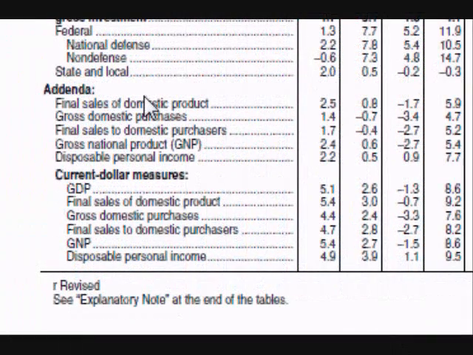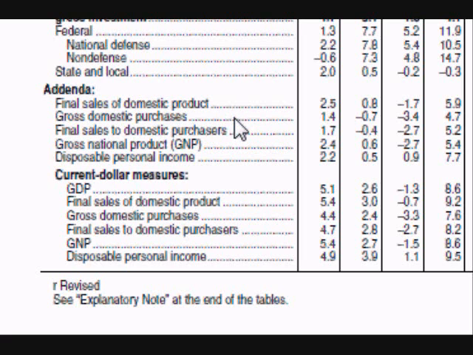There is also an addenda with many sections. The first section is the final sales of domestic product. Because the GDP total includes goods that were produced and then placed into inventories, this section looks at just the total goods and services that were sold. This section includes both goods and services sold in the U.S. as well as exported out of the U.S.